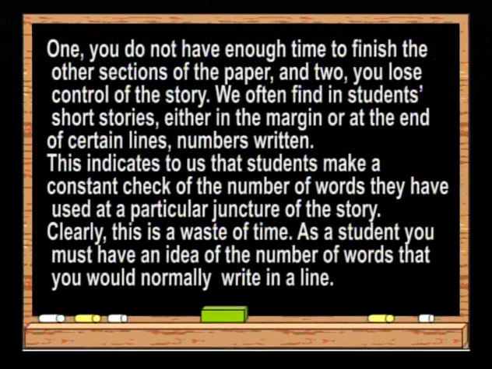As a student, you must have an idea of the number of words that you would normally write in a line. If your average number of words in a line is 8, you need to write a story of between 50 and 60 lines, or about 2.5 pages long. Often, 2 pages would give you the required number of words. Why then should you write a story that is 5 pages long?